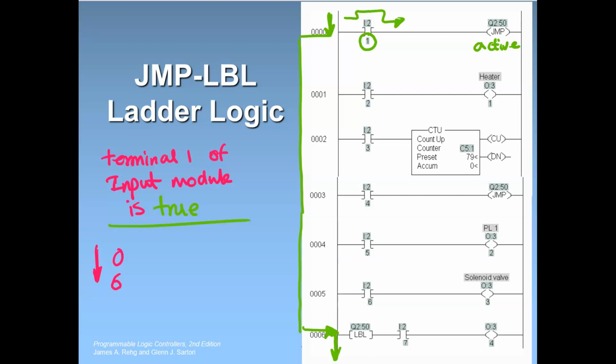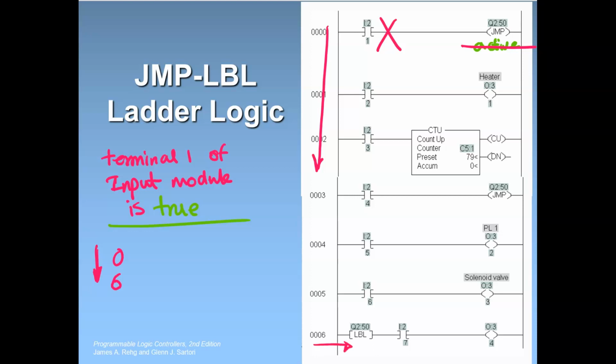Now let's assume that it is not true. In the scenario that we don't have this as true, so if we don't have continuity over here, then what will happen is that the jump won't be active. So the program will be executed normally and all the rungs will be executed from 0 to 6. And when it reaches rung 6, it basically ignores this label because the label is always true. So the output of O3/4 will be true if the input 7 is true. So it doesn't matter what's going on, the label is always true.